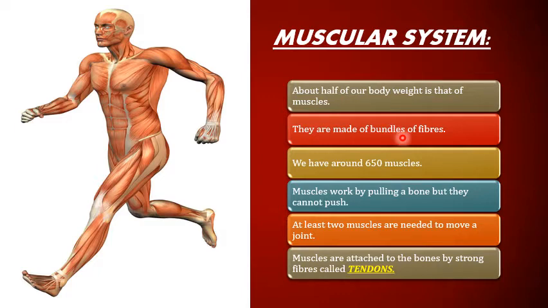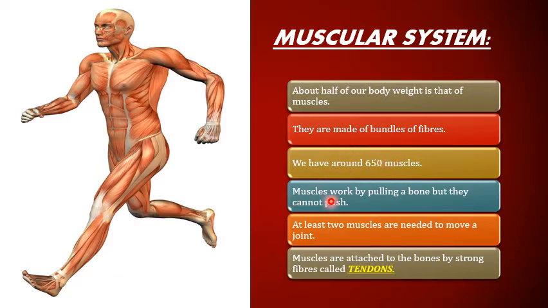They are made up of bundles of fibers, as you can observe here in this picture or diagram, so they look like fibers. We have around 650 muscles. In many books you will find the number of muscles as 600, and in many others you can find it as 620. Here we have written we have around 650 muscles.